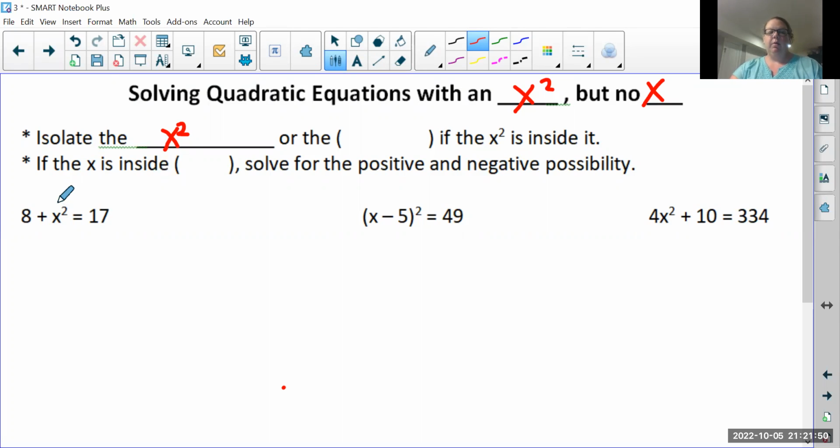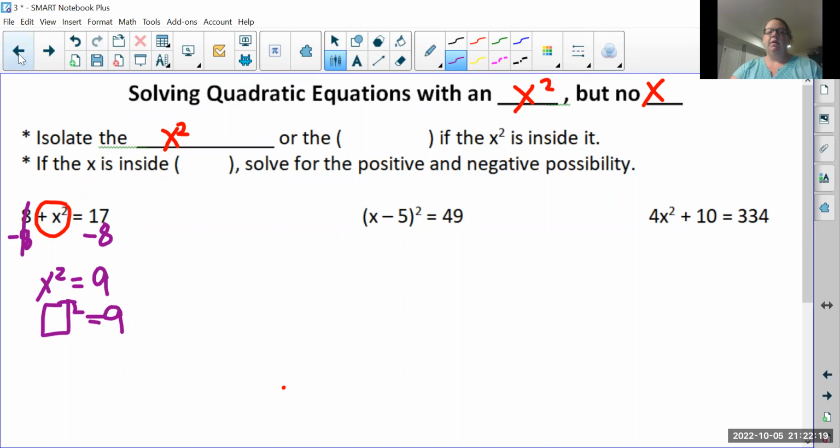For this problem, we want the x squared to be left on this side of the equation, and we want the 8 to go to the other side. In order to move the 8, we need to subtract 8, just like we would do in algebra 1, from both sides. That will get rid of that 8. I would have x squared left over. 17 minus 8 is 9. And now I'm looking for the answers that when I square a number, I'm going to get 9.